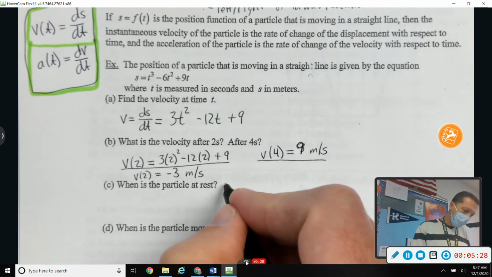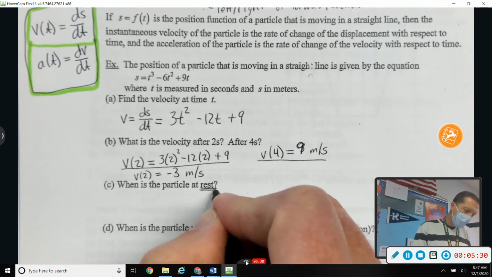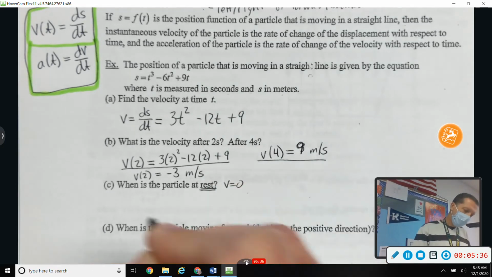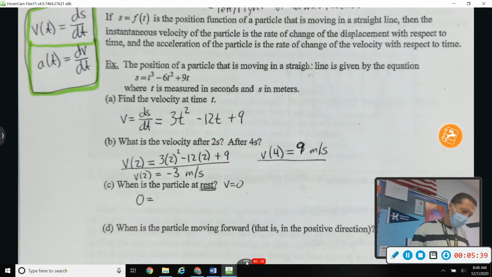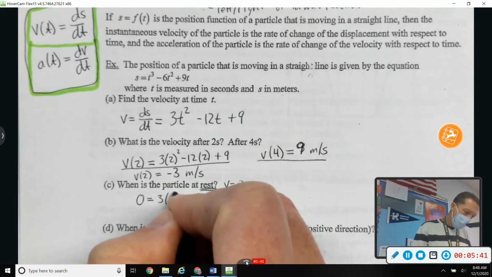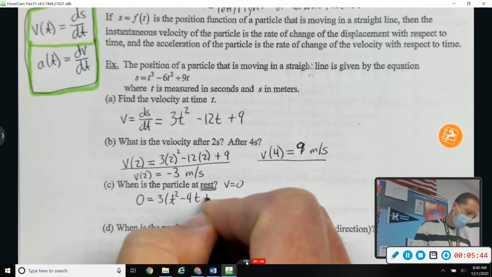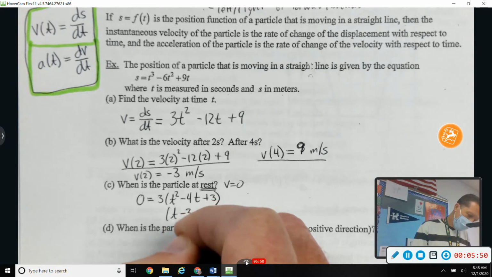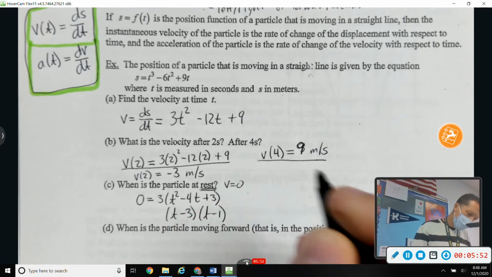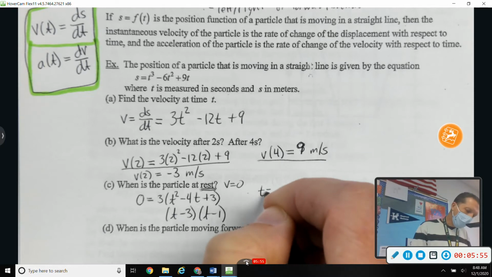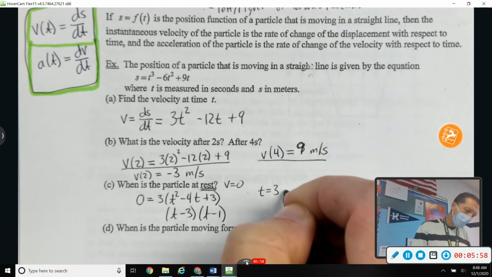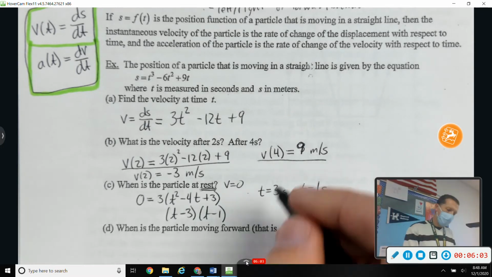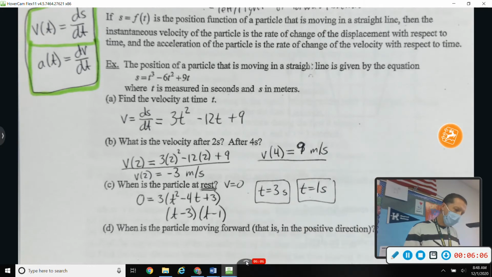When is the particle at rest? What's rest mean? 0. What's 0? Velocity. So velocity is 0. I'm going to factor out the 3 and hope that the rest factors. And it does. And we need to be careful, because sometimes we can get those negative times that pop up, and we just have to throw those out because that doesn't count. But both of those are positive. So at 3 seconds and at 1 second, the velocity is 0.